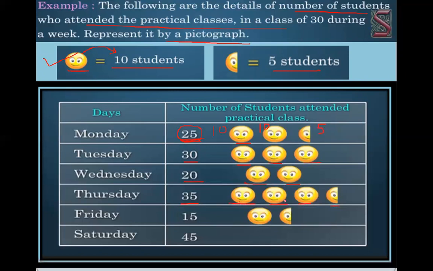This will give you 10 plus 10 plus 10. This will give you half plus 5, and it is 35. And now we have to represent 15. So for the 15, I have to make a smiley, then you have to make a half of it. Then this will give you 10 plus 5. This will give you 15. So in that way, you can present a pictograph, right? This is all about the pictograph.